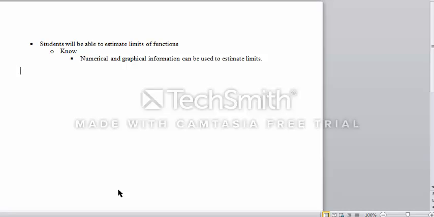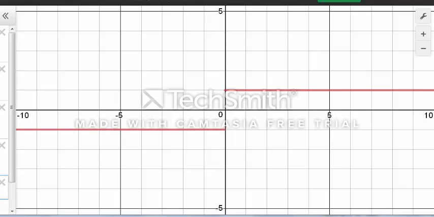The learning objective is students will be able to estimate the limit of functions. Today we're going to be discussing determining the limit looking at a graph. Here you'll see a picture of a graph. This is a function, and we're going to determine whether the limit exists as x approaches 0 of this graph.